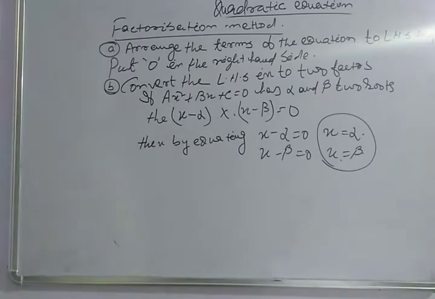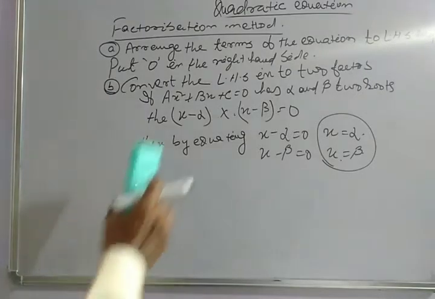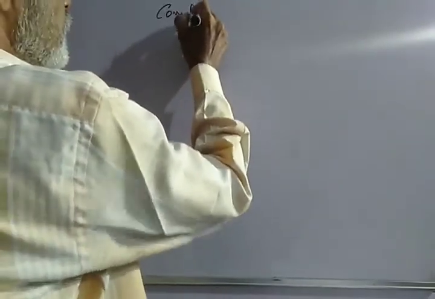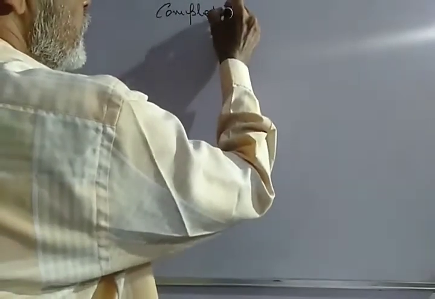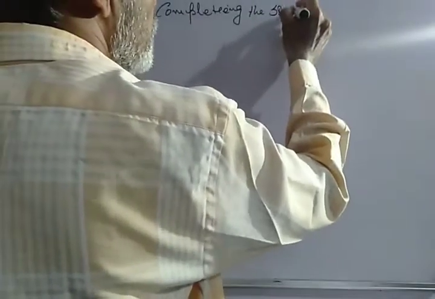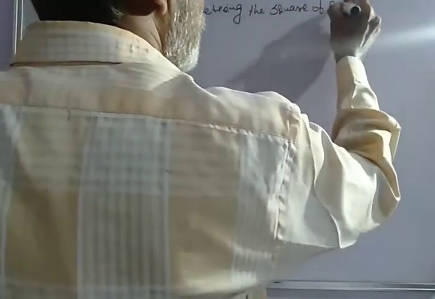I will give you some examples after completing this theory part. So all of you go through it, then only you can understand it. So next one is completing the square of a quadratic equation.